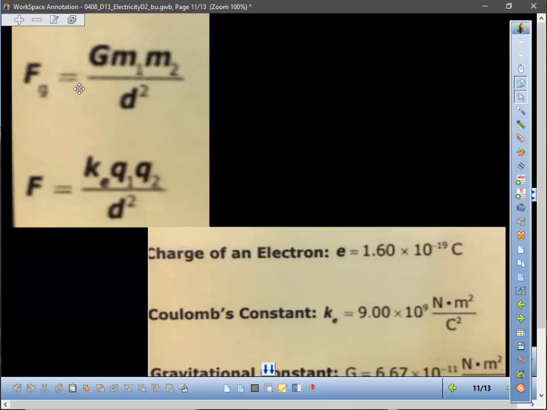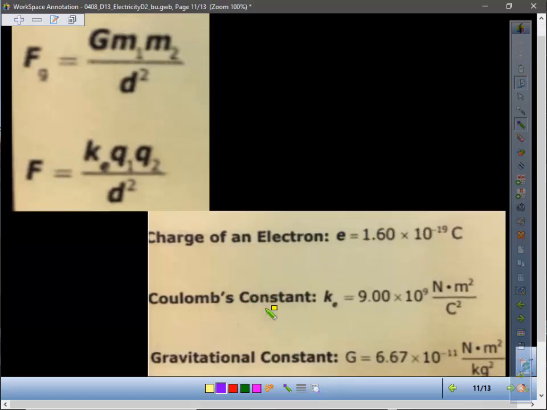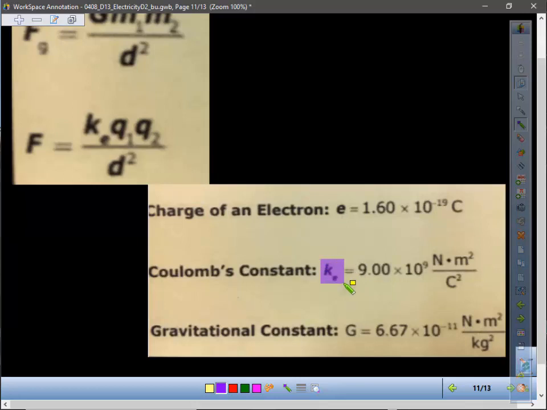Here's the gravitational force. Here's the electrostatic force. They're written right next to each other, so you can compare them and see how similar they are. Then down here, I do have the charge of an electron. An electron is 1.6 times 10 to the minus 19 coulombs. That means you move the decimal point over 19 times to the left. It's a very small charge on one electron, of course. Then you've got Coulomb's constant, Ke, and the gravitational constant, big G, down here. I do want you to notice this right here. Coulomb's constant is times 10 to the 9th, whereas the gravitational constant is times 10 to the minus 11th.